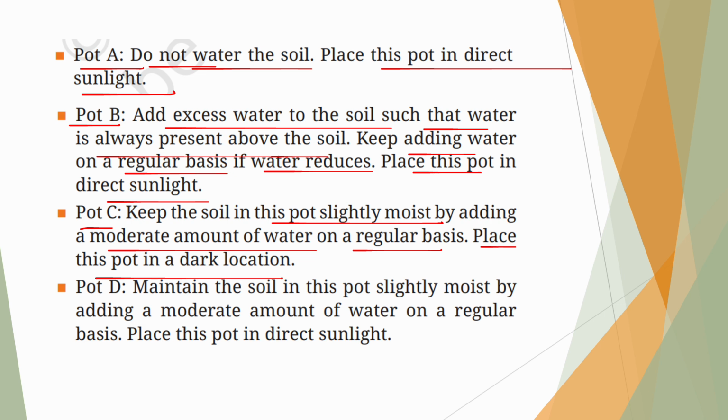The next pot D. Maintain the soil in this pot slightly moist by adding a moderate amount of water on a regular basis. Place this pot in direct sunlight. So, pot D must be placed in direct sunlight. Also, maintain the soil in this pot slightly moist by adding a moderate amount of water on a regular basis.